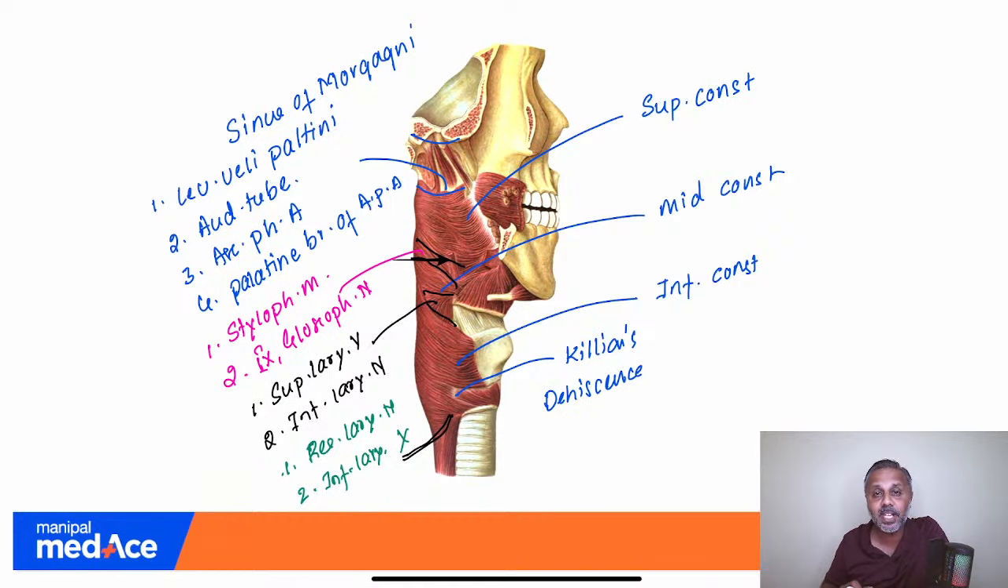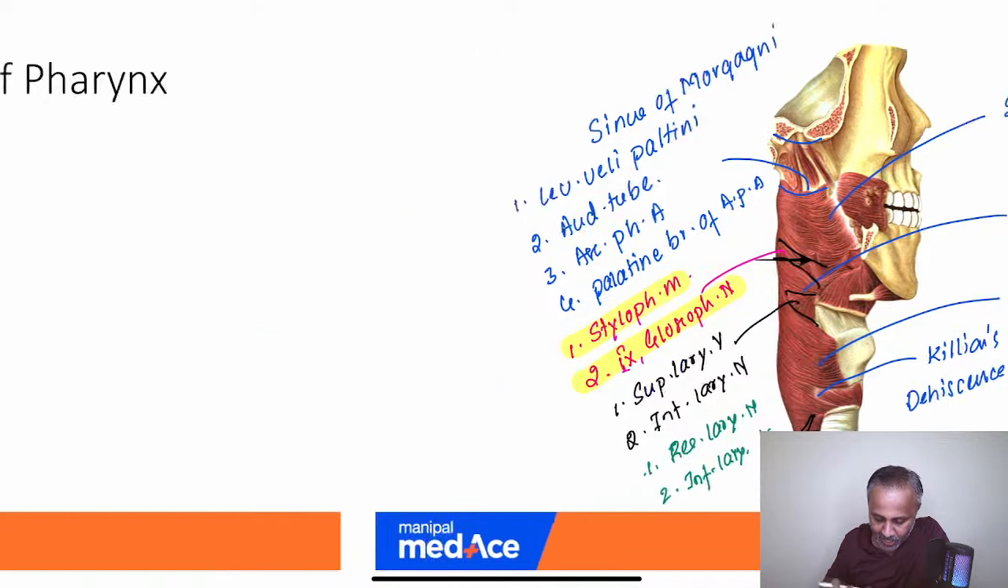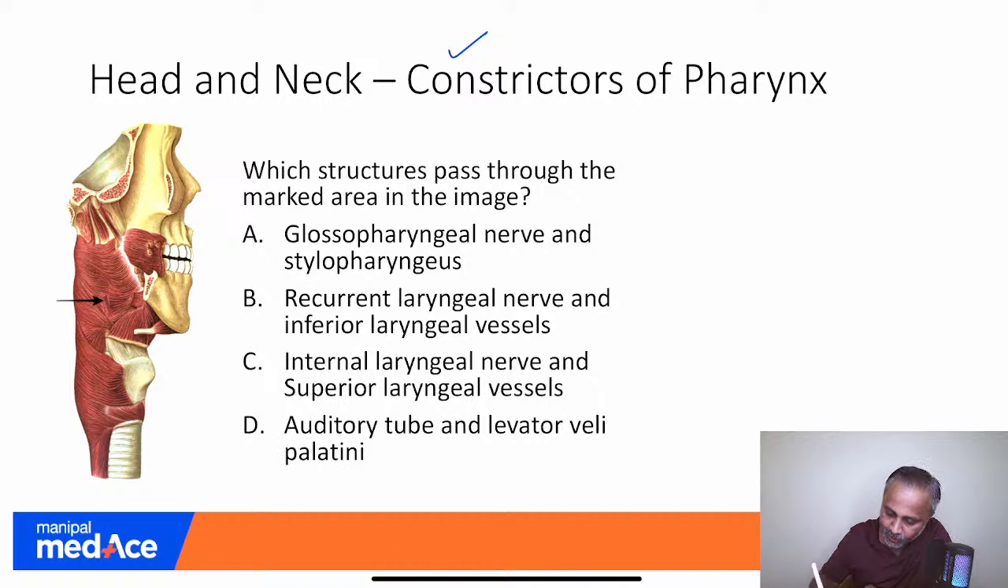So what was the image or what was the structure that was marked? If you take a look at it, the space between superior constrictor and middle constrictor was marked. So what are the structures passing between the two? We have the stylopharyngeus muscle and the glossopharyngeal nerve. Okay. So what is the correct option here? The correct option here is the glossopharyngeal nerve and stylopharyngeus muscle. Right? So these are the structures passing between the superior constrictor above and the middle constrictor below. So this was regarding the constrictors of pharynx.